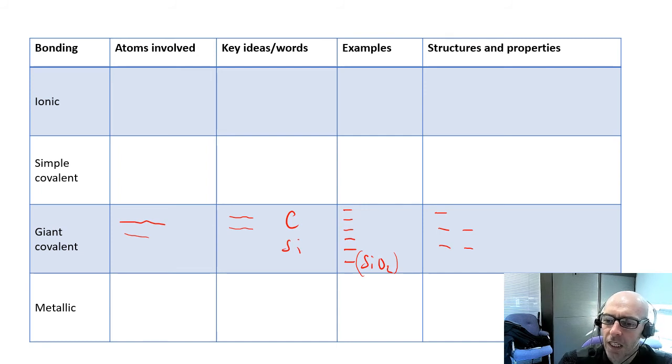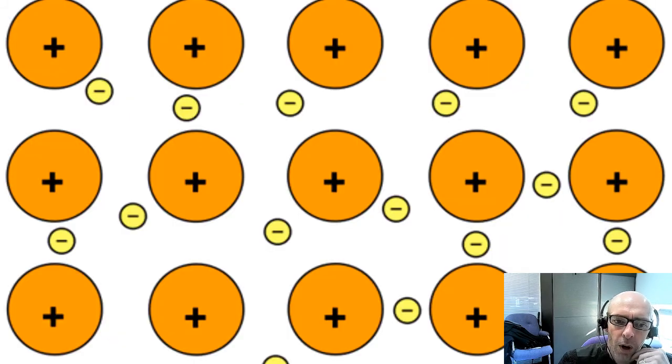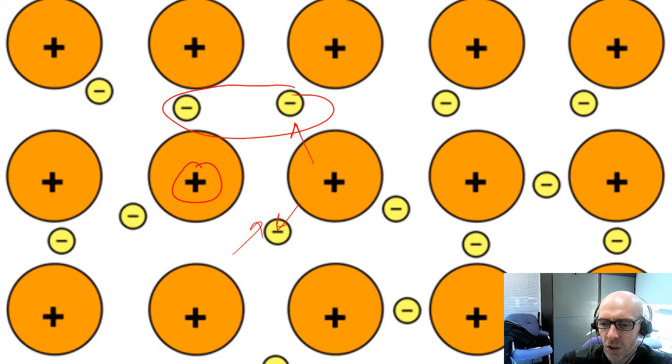And lastly, we moved on to metallic bonding, where all the metal atoms want to lose electrons. They all want to lose electrons. So we end up with positive metal ions and a sea of electrons. And that attraction between the positives and the negatives holds it all together very strongly.